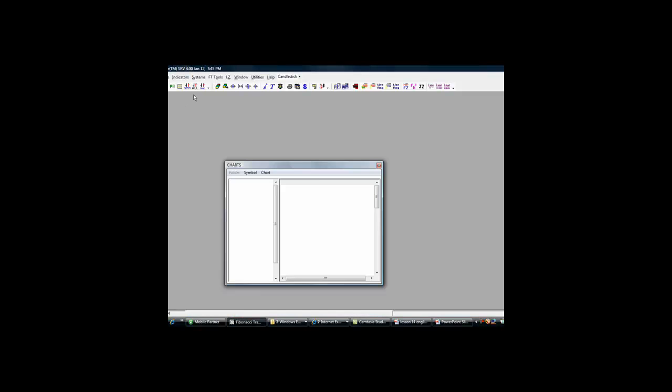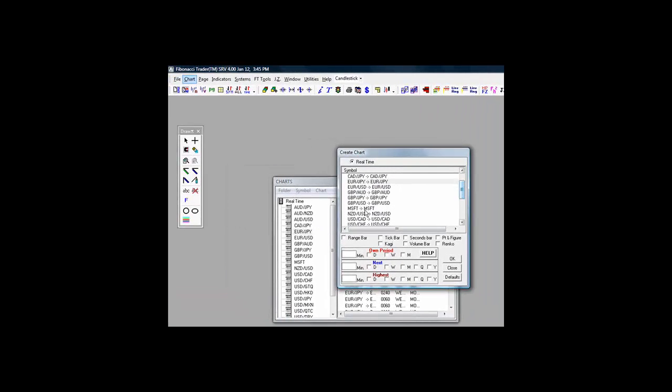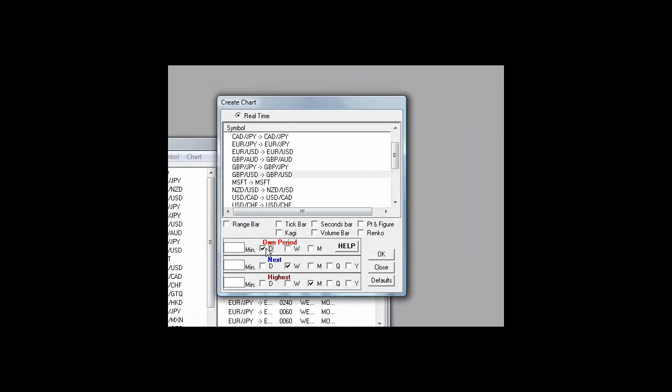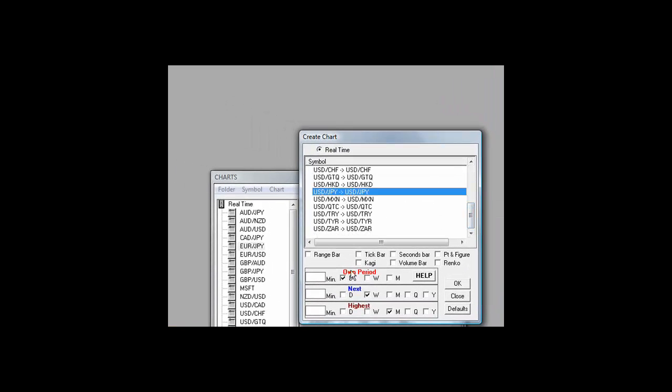Okay, now let's go to the market. I'm going to show you how you apply this analysis. Now let's open up a chart. I like opening up, you could do 4. I like, let me put here the dollar yen.